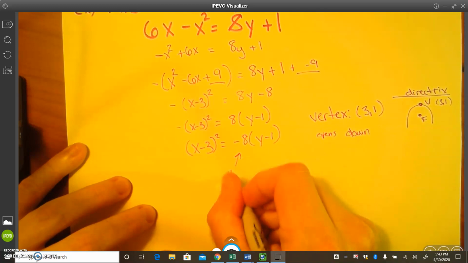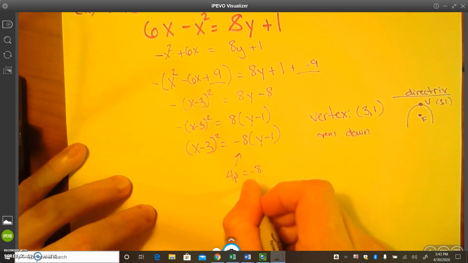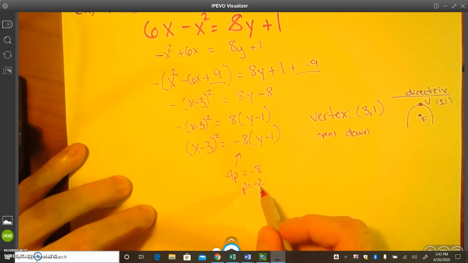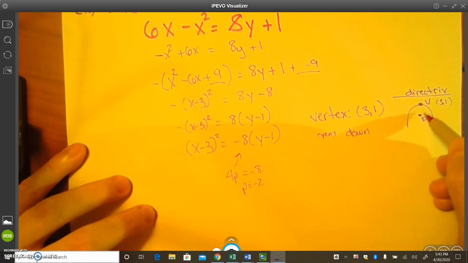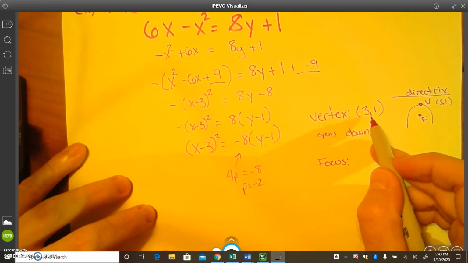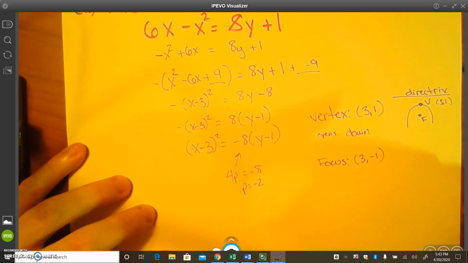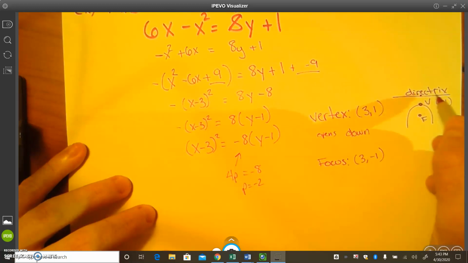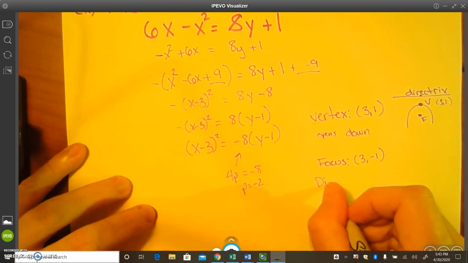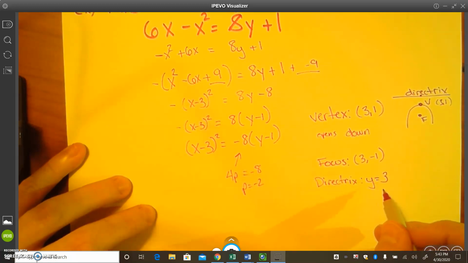Okay, well, we already have 3, comma 1. Now, we know that 4p is going to be my coefficient here. So of course p is -2. Again, though, the negative is already telling me it's going down. So this focus is 2 units below the vertex. So my focus going 2 units down from my vertex is 3, -1. If I go 2 units above my vertex, I'm at a y coordinate of 3, which means my directrix is just simply y equals 3.